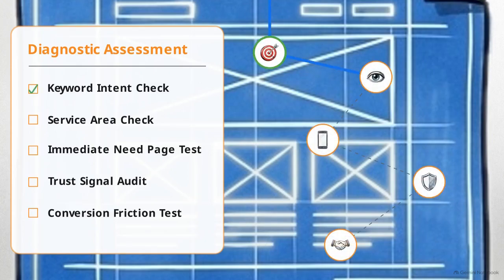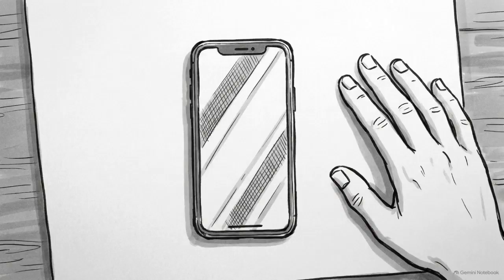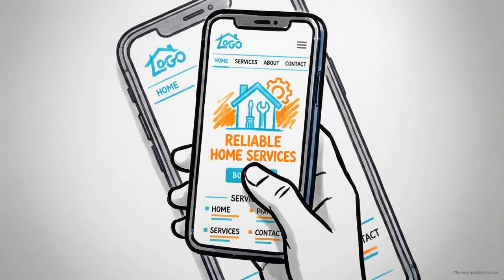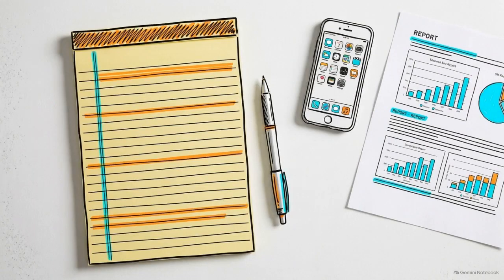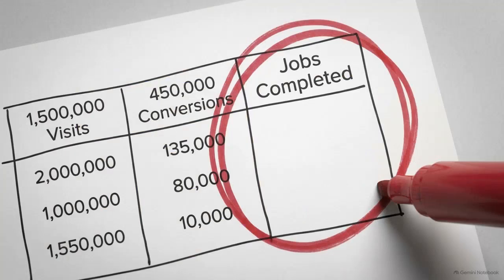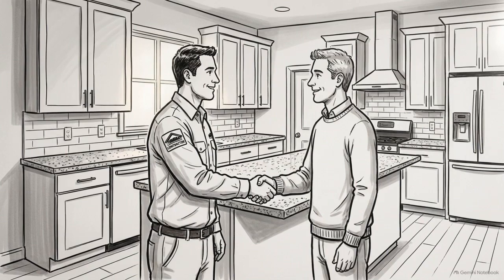This is a diagnostic checklist that will help map exactly where your potential customers are abandoning their journey on your site. Go ahead and gather a few things. You will need your smartphone with your business website loaded, your current keyword ranking report, and a notepad. Treating website traffic as your ultimate goal is a vanity metric. A ranking report can look impressive while generating 0 jobs.